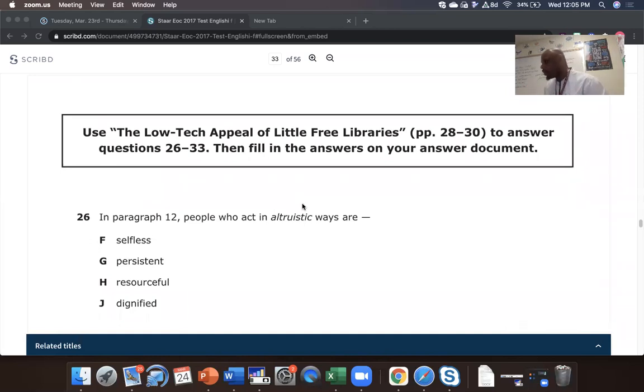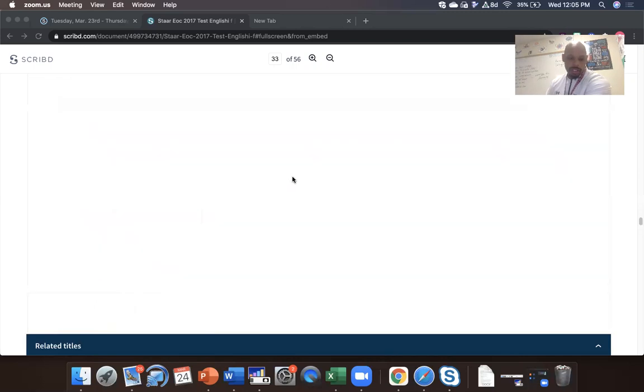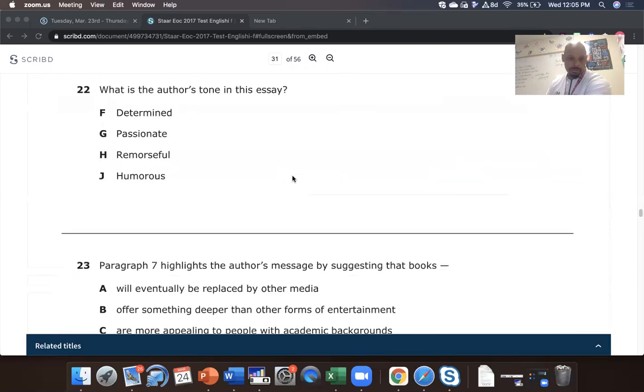Now, I've stressed the importance of reading directions, okay? So use the low-tech appeal of little free libraries to answer questions 26 through 33. Then fill in the answers on your answer document. Now, I'm going to point to a question here in paragraph 12. So that's obviously what? Paragraph specific, right? People who act in altruistic ways are. Right. People who act in altruistic ways. So let's go to paragraph 12.